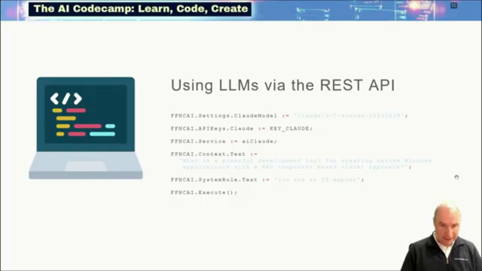Whether you want to use Claude today, ChatGPT tomorrow, and Google's Gemini the day after, the only thing you will need to change here is the service, of course, and set the proper API key. By default, the latest model is always selected, but if you want to override that, you can do that via the settings and select the model.